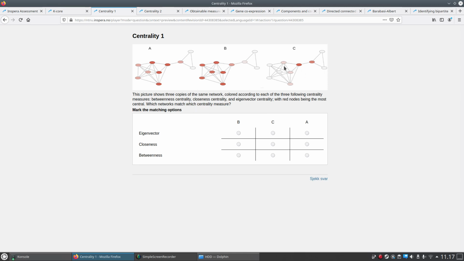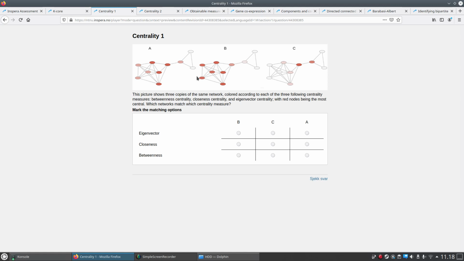Conversely, here we see that being part of this densely interconnected group in C does not contribute anything at all. That doesn't help centrality. If anything, it looks like it's the other way around. The most central nodes are the ones that are in this intermediate position here.